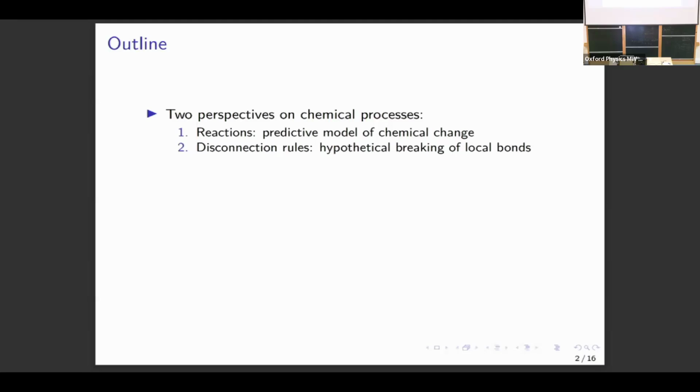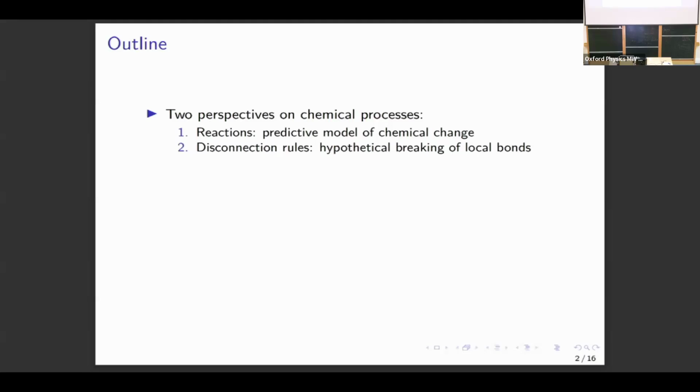For reactions, can I actually point with this? Okay, I'm just going to wave my hands. For the, oh yeah, I found the button. For the reactions, there's much more existing mathematical formalisms.